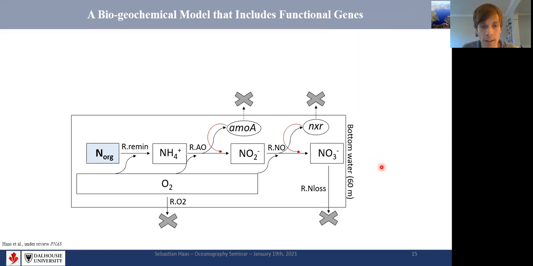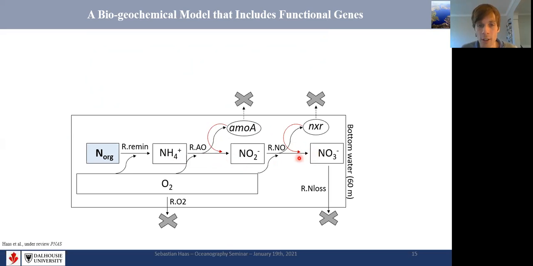And so I'm going to introduce that here, where we have this bottom water box in the model in which these 3 processes of organic nitrogen remineralization to ammonium, ammonia oxidation, and nitrite oxidation occur. And ammonia oxidation and nitrite oxidation aren't only modeled as functions of their respective substrates, ammonium and nitrite, but also as functions of the functional marker genes they're associated with, MOA or NXR. So the more MOA there is in the model at a given time step, the faster the ammonia oxidation can occur, and the same for nitrite oxidation.